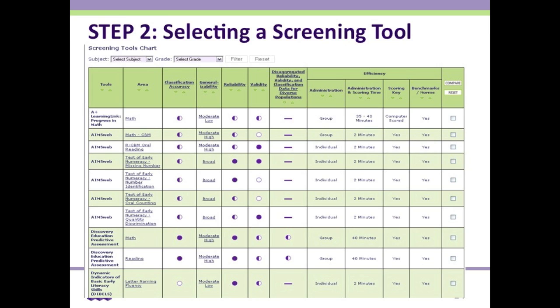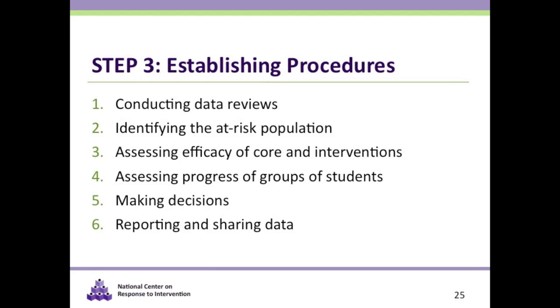Use the Selecting a Screening Tool handout to think about the match between identified tools and the needs and priorities you've identified for your school, district, or the school in the case study. The three-step process for establishing a screening process includes determining your needs, priorities, and logistics, selecting a screening tool, and then establishing basic procedures.